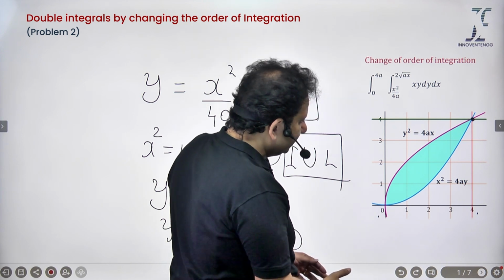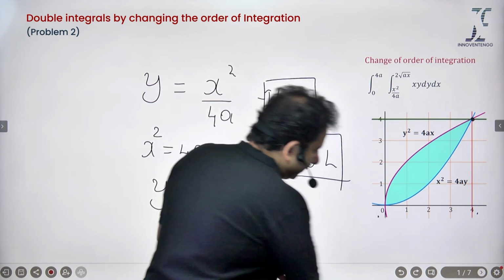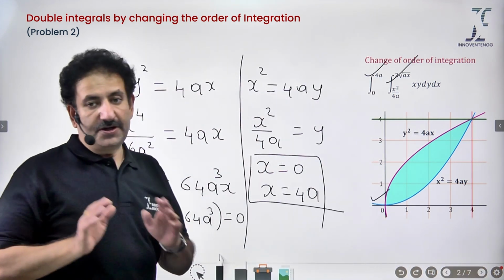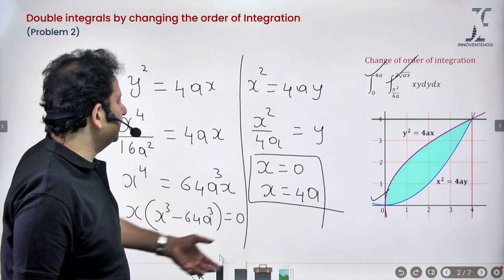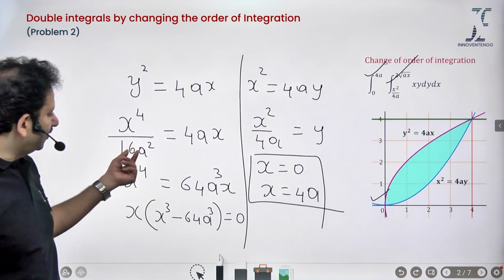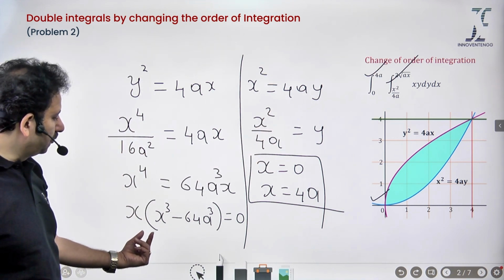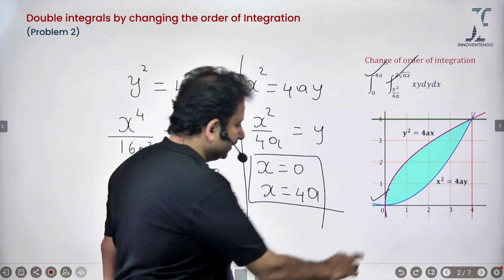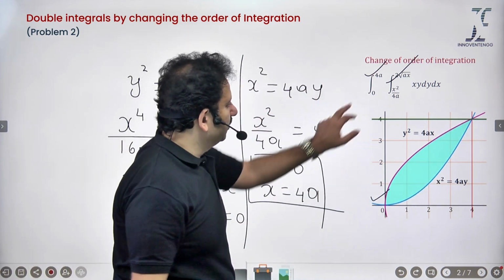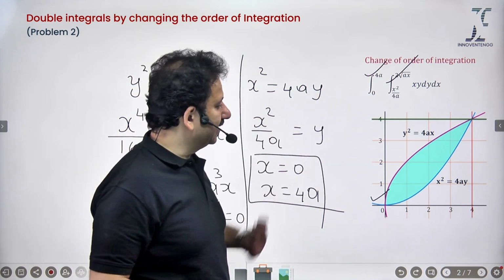And once you define this region, we also said that we want to find the point of intersection. How did we find it? We manipulated these two parabolas. I took the definition of y and brought it over here, and I found two possibilities: x equal to 0 and x equal to 4a. One is this and one is this. So we could get the limits, the area also.